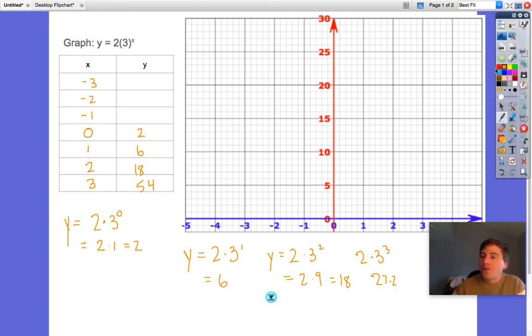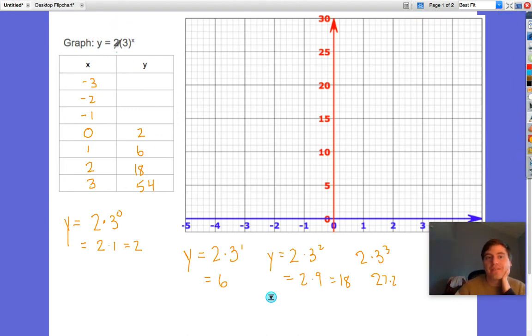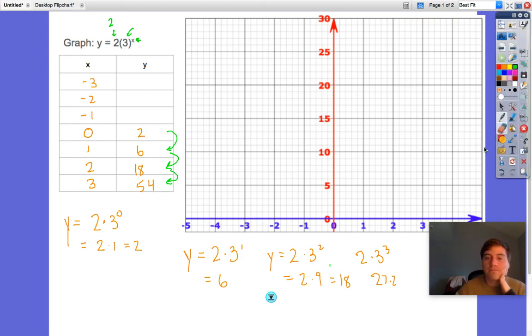You also could have noticed what the equation is saying. The equation is basically telling us that there's a starting value of 2, start with 2, and then multiply by 3 some number of times. So really, you can think of this as multiplying by 3 once, multiplying by 3 twice, multiplying by 3 three times. So you can start with 2 and multiply by 3 to get 6. Multiply by 3 to get 18. Multiply by 3 to get 54. And there you go.